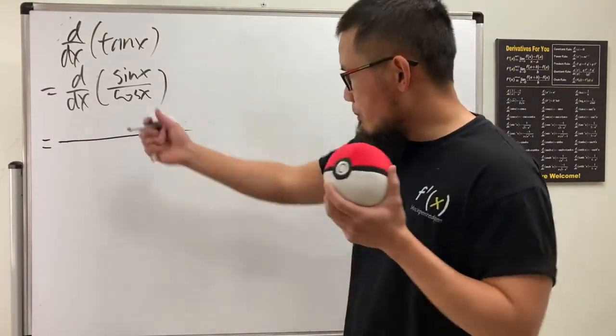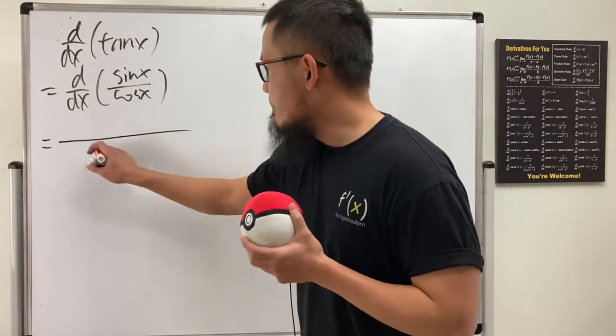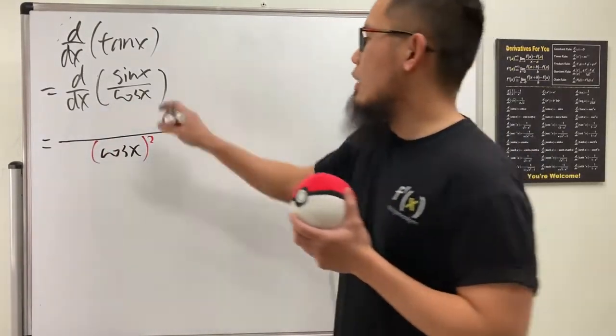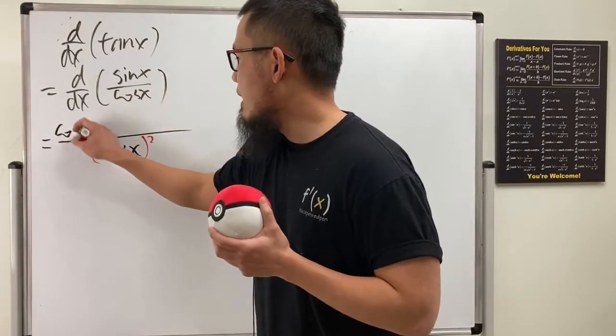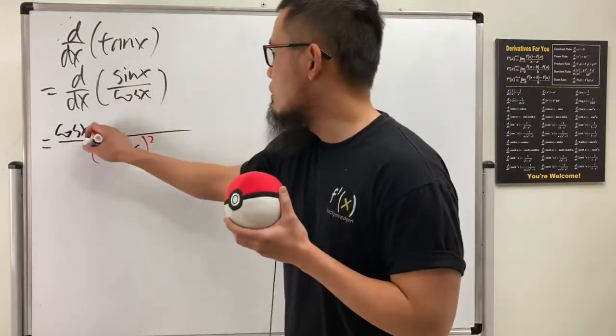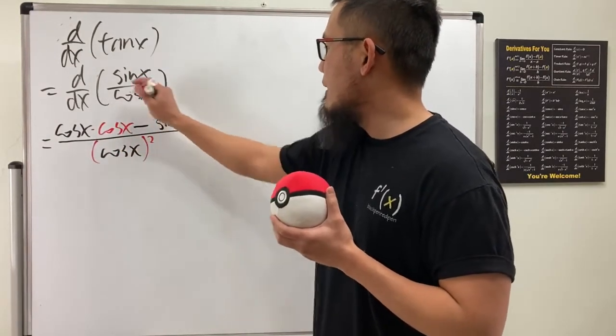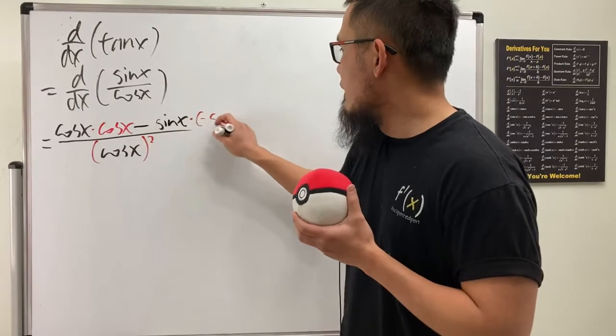I'll open a big fraction bar, and then I'm going to square the bottom, which is going to be cosine x, and then square that. And now remember, the quotient rule says, well, I'm going to put on the bottom function right here, cosine x, and then multiply by the derivative of the top, which is going to give us cosine x, and remember it's minus, and then the top function, which is sine x, and then multiply by the derivative of the bottom function, which is going to be negative sine x.